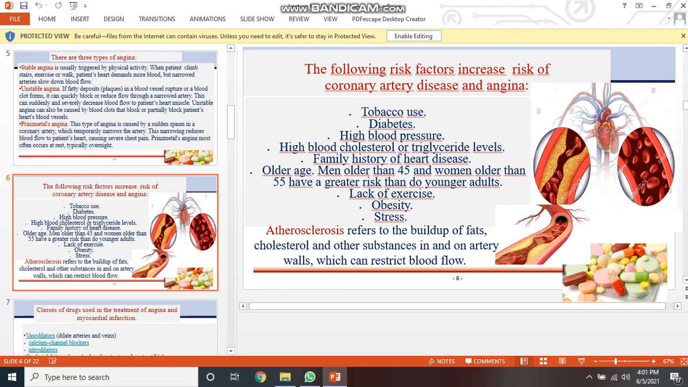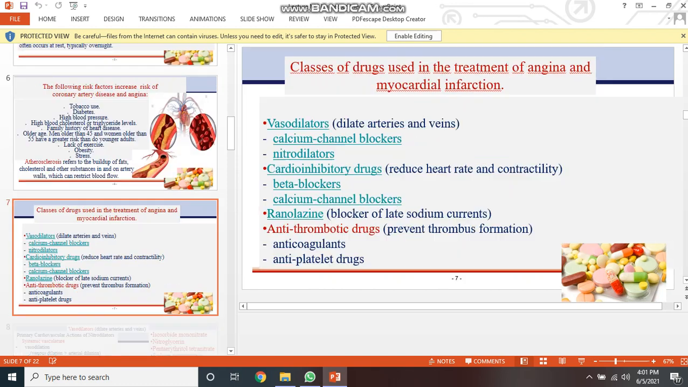The following risk factors increase the risk of coronary artery disease and angina: tobacco use, diabetes, high blood pressure, high blood cholesterol or triglyceride levels, family history of heart disease, and old age. Men older than 45 and women older than 55 have greater risk than younger adults. Other factors are lack of exercise, obesity and stress. Atherosclerosis is the buildup of fat, cholesterol and other substances in the artery wall, which can restrict blood flow.